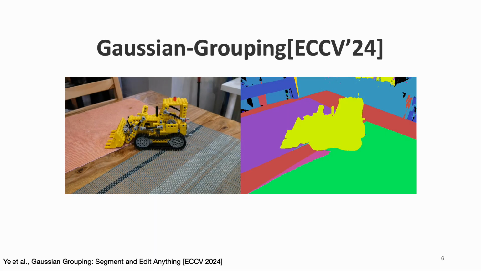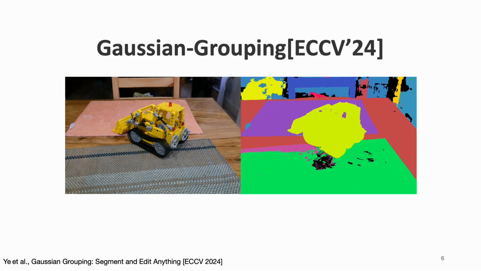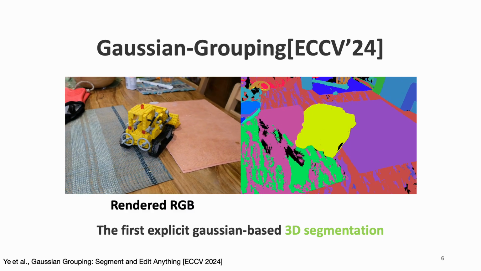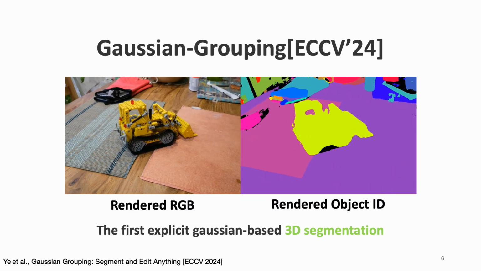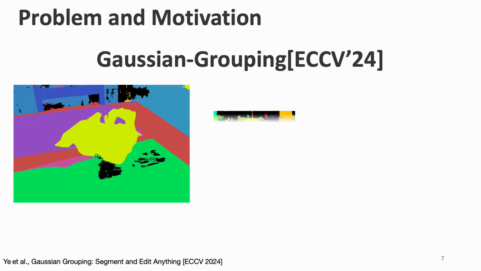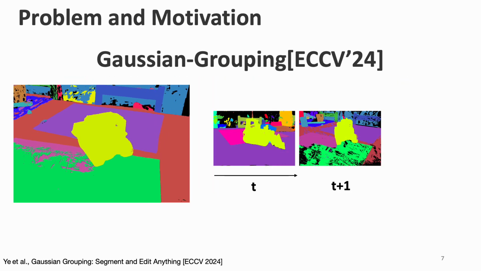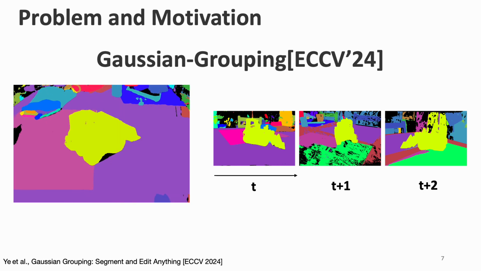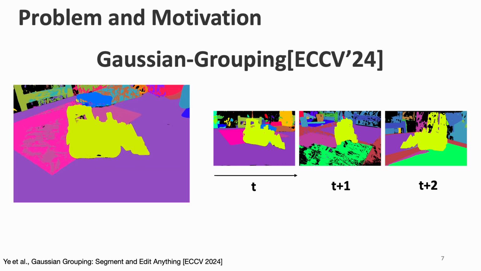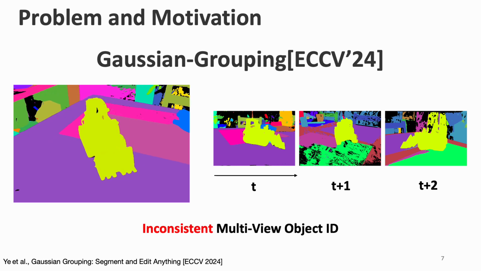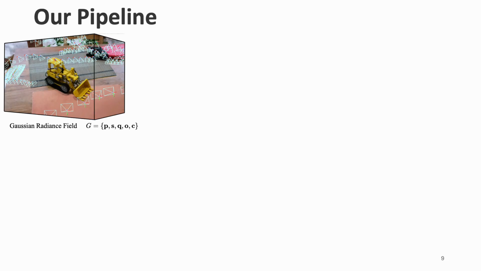A recent work, Gaussian Grouping, tried to bridge 2D masks with 3D Gaussians, but it fails to assign consistent object identities across multiple views. This inconsistency makes tasks like object removal and 3D inpainting unreliable. In our pipeline, consistent object IDs play a crucial role as they directly enable the inpainting process.